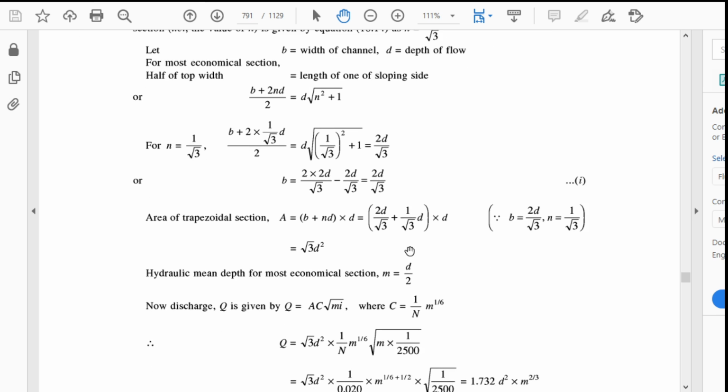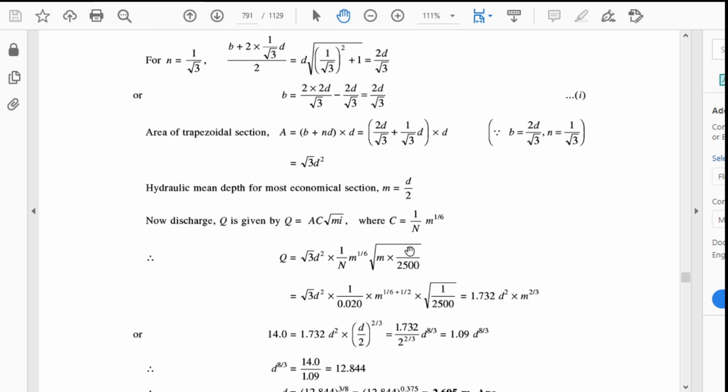Now the area of the trapezoidal section. The value of b is known to us, that is 2d by root 3, and the area of the trapezoidal section can be calculated by using bd plus nd square.